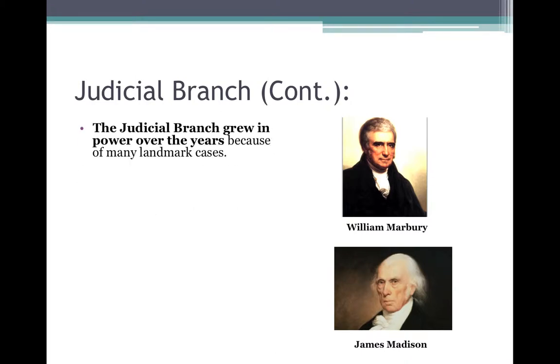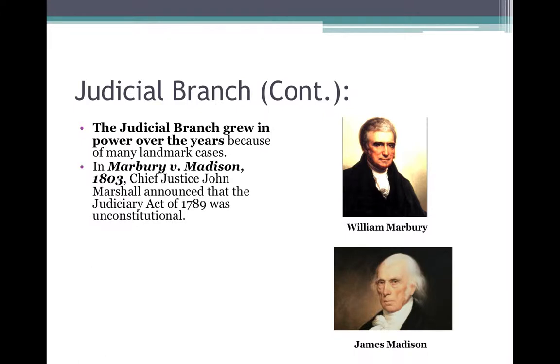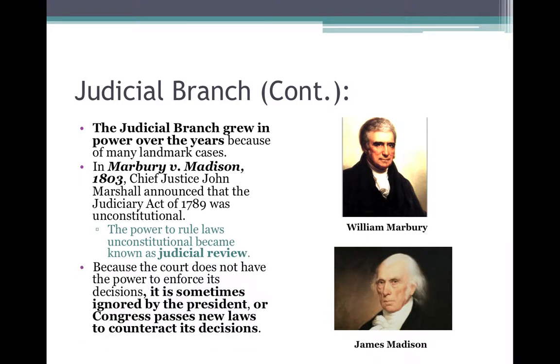The judicial branch grew in power over the years because of many landmark cases. In Marbury v. Madison in 1803, Chief Justice John Marshall announced the Judiciary Act of 1789 was unconstitutional. The power to rule laws unconstitutional became known as judicial review. Because the court does not have the power to enforce its decisions, it is sometimes ignored by the President, or Congress passes new laws to counteract its decisions.